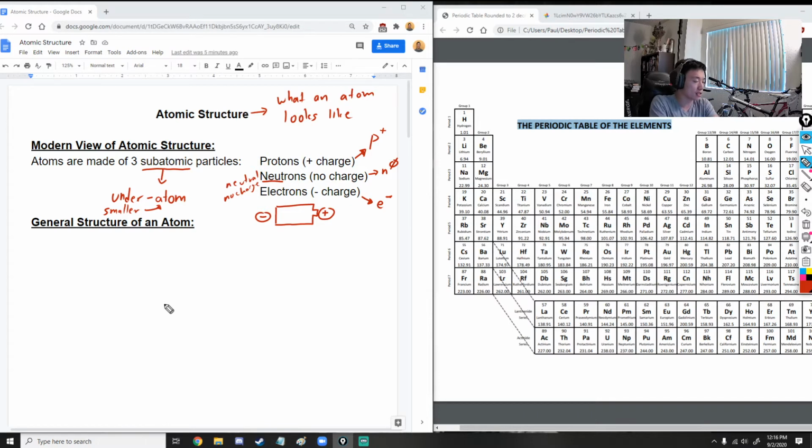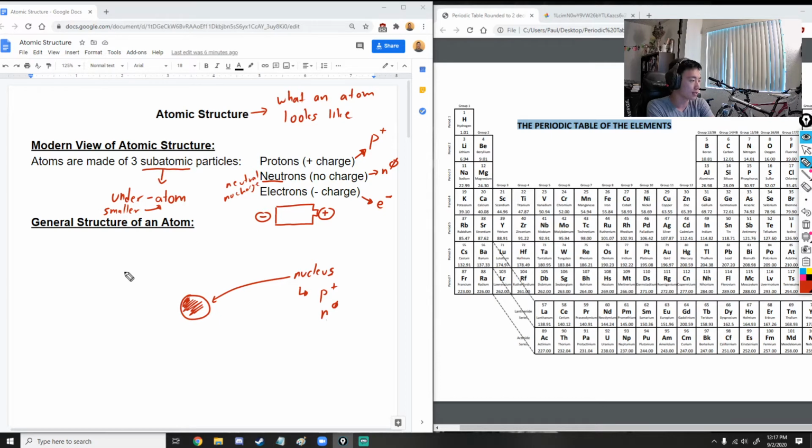Okay, so let's take a look at what an atom is going to look like. Okay, so in the dead center of the atom, we have something called the nucleus. I'm sure you guys have heard that term before in biology, probably. Okay, the nucleus. The middle of the atom is called the nucleus. And the nucleus is made out of protons and neutrons. So when we have an atom, the nucleus is made out of protons and neutrons.